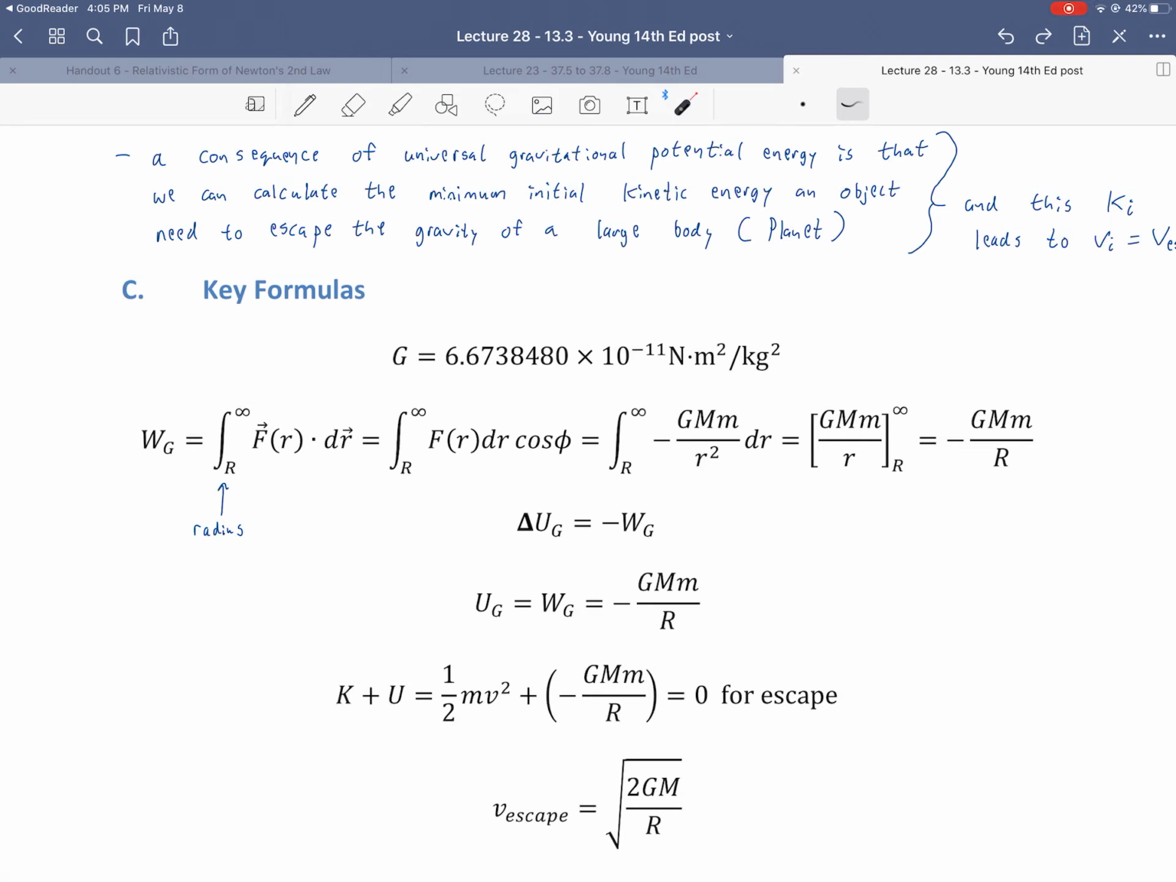So when we talk about the work done by gravity, it would be to take an object off the surface of the Earth and move it so far away from Earth that it would never return. Okay?